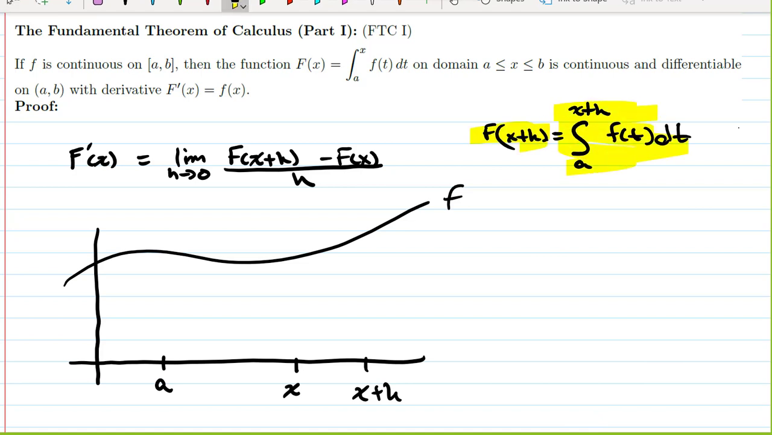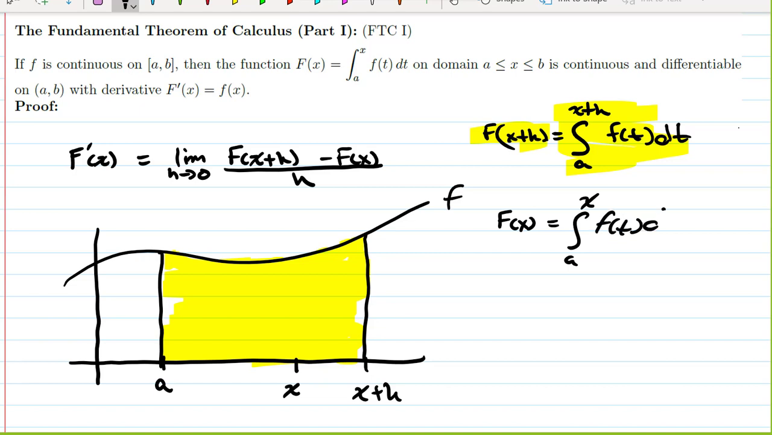So if we were to draw that on the graph, that would be this area right here from a to x plus h. So this represents the F of x plus h. We also know that if we had just F of x, that is the integral from a to x of f of t dt.